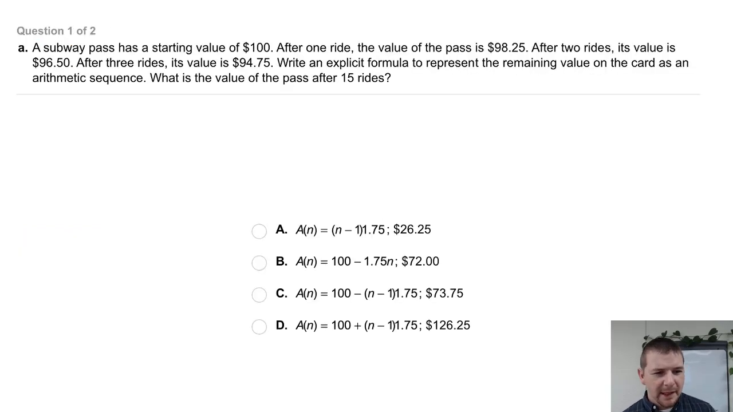Your turn. A subway pass has a starting value of $100. After one ride, the value of the pass is $98.25. After 2 rides, its value is $96.50. After 3 rides, $94.75. Write an explicit formula to represent the remaining value on the card as an arithmetic sequence. What is the value of the pass after 15 rides?